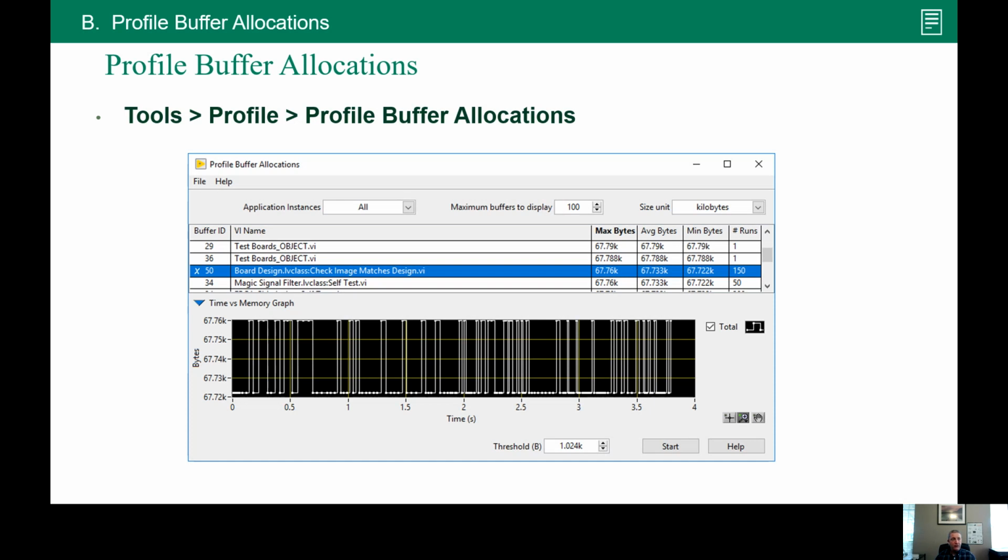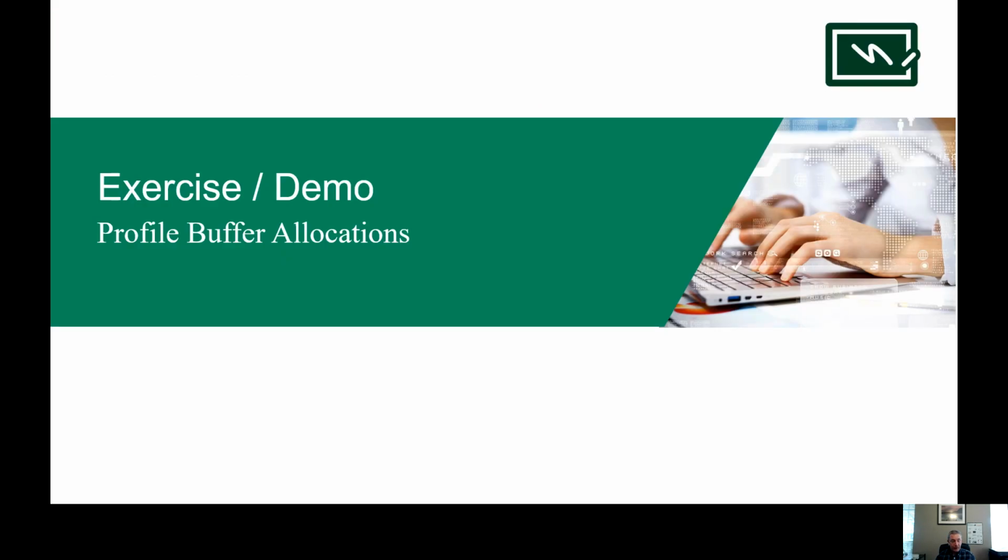We may find that a LabVIEW application is causing the computer to run out of memory or to run low on memory. We may find that memory usage is creeping up as our program runs. And the profile buffer allocations tool is one of the easiest ways to identify places where large memory allocations are taking place. So I'm going to switch over to a demo now to illustrate how to use the profile buffer allocations tool.